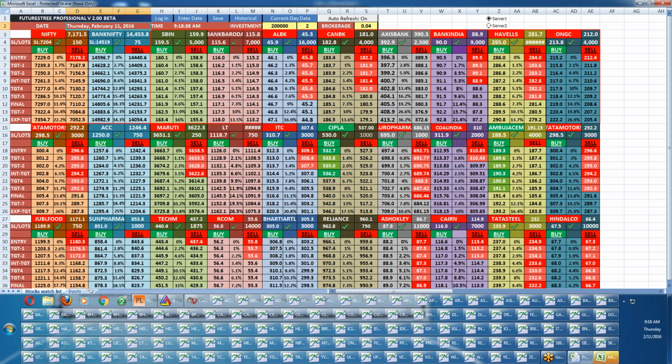So Jubilant Food, Tata Motors, Maruti, ITC is a sell. Arbindo Pharma, you can just ignore that. We'll just wait for another few minutes. But otherwise, Nifty has already broken 7,200. It's now at 7170.